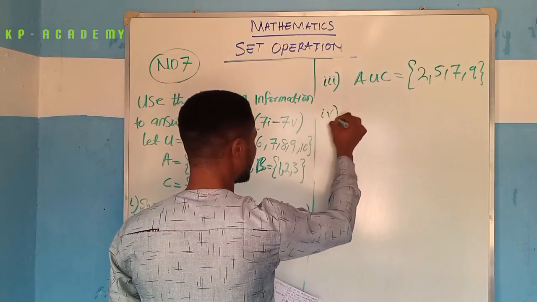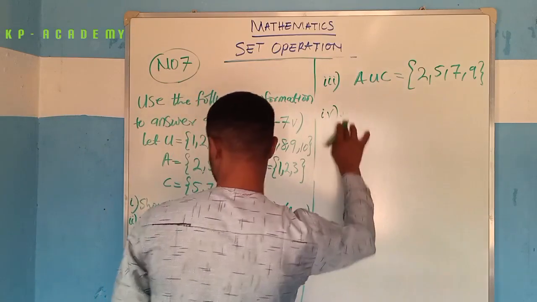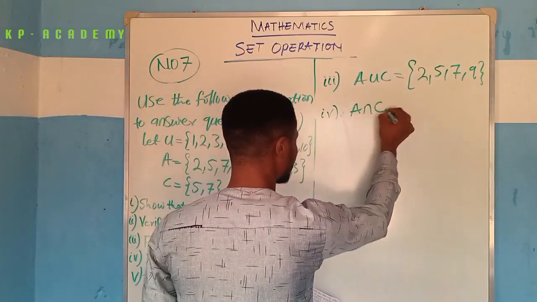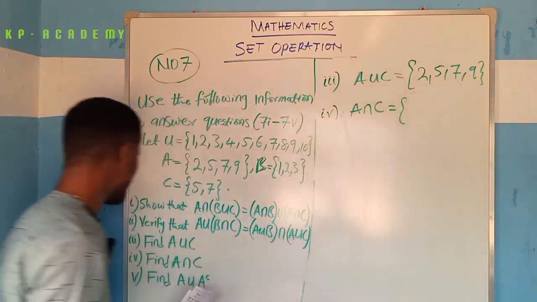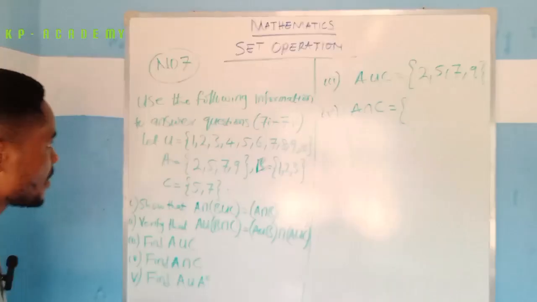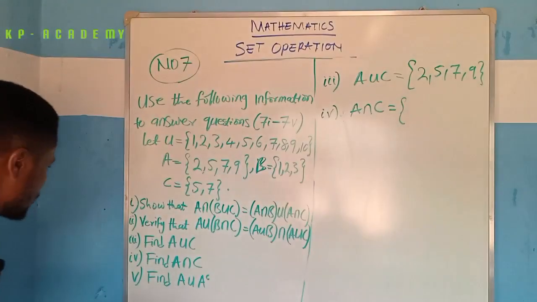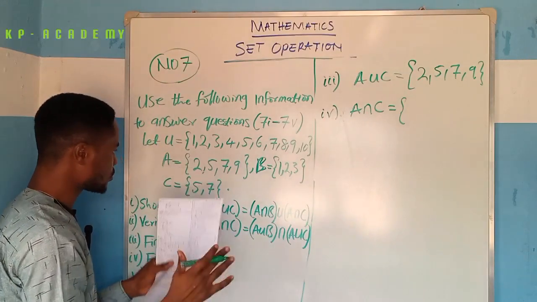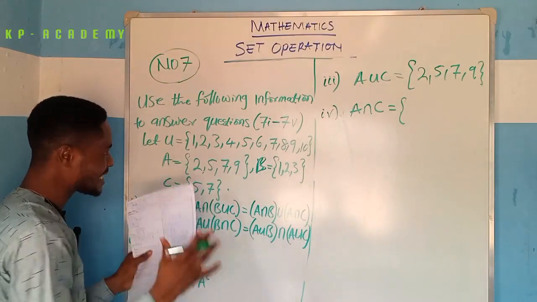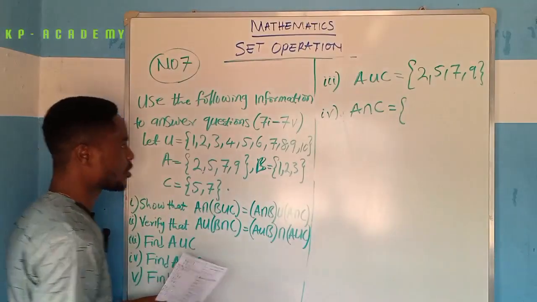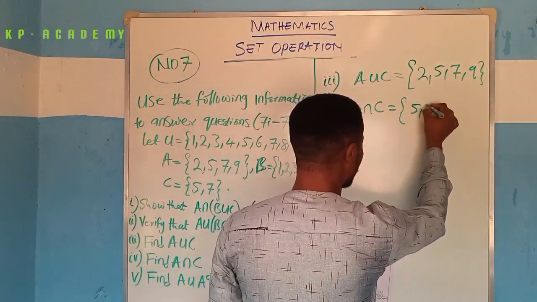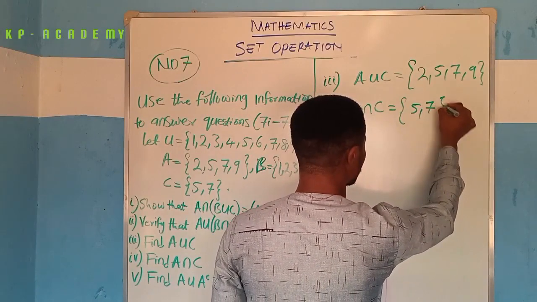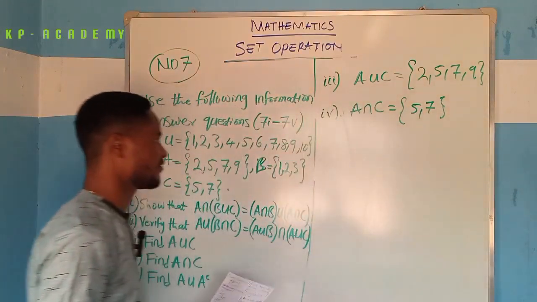So what about IV? What is IV talking about? In IV now, we're asked to find A intersection C. We've already found all of these things when we were trying to prove for this and this. So A intersection C is actually, this is A, this is C. What are the elements that these two sets have in common? They have 5 and 7 in common. Those are the only elements they have in common.